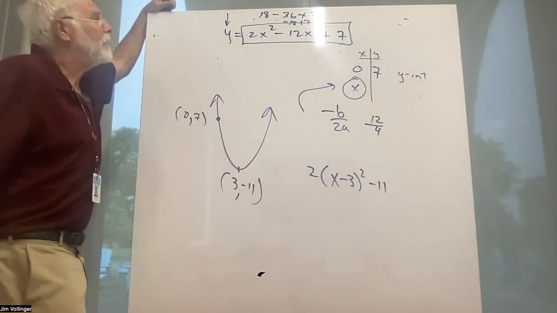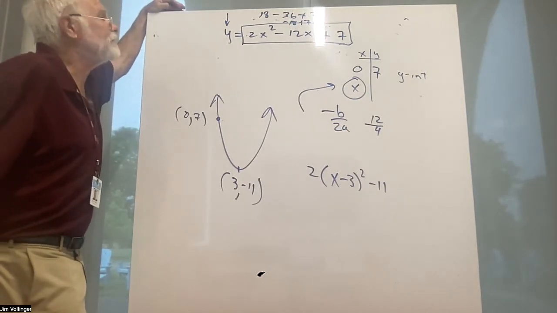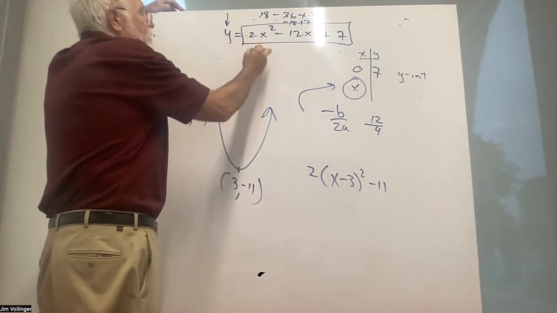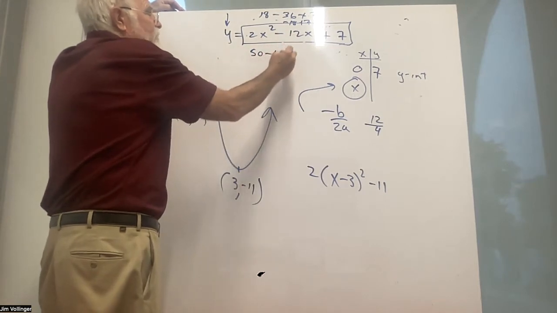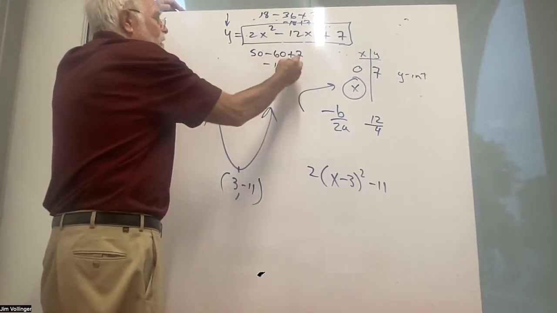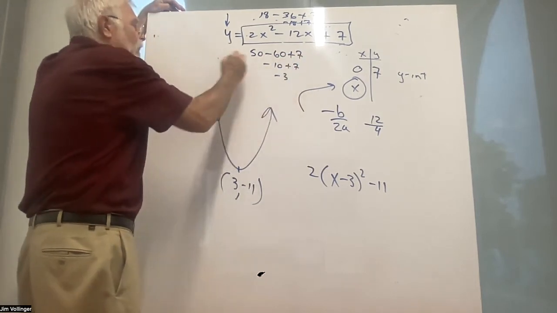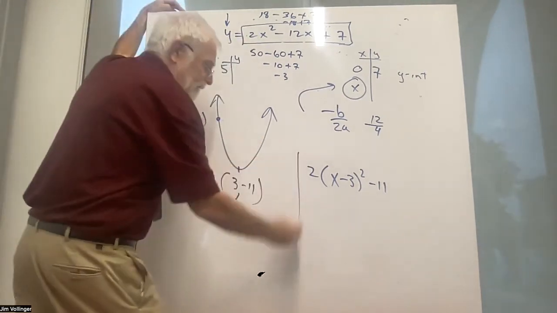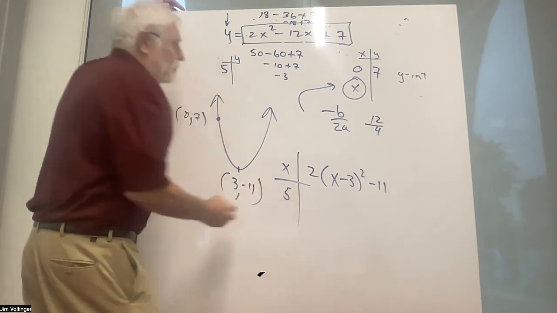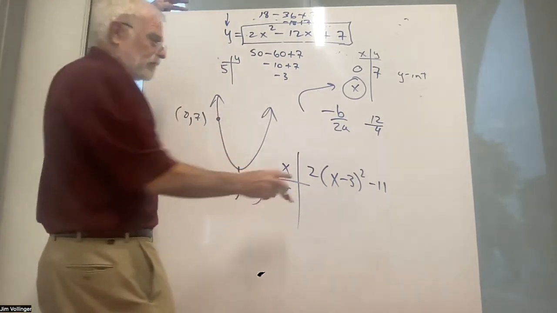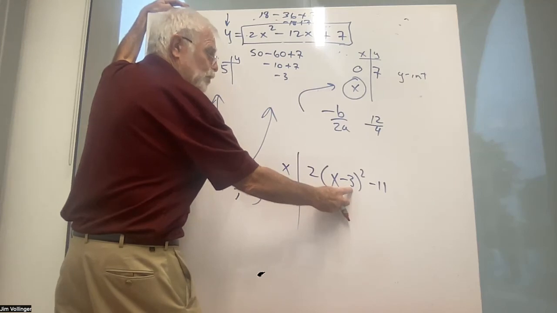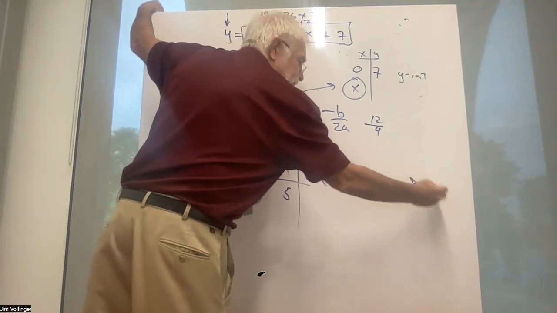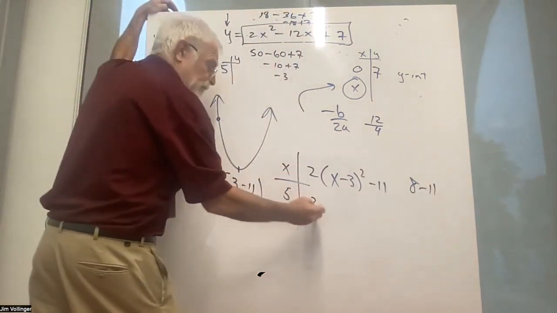Numbers are the same. How about we put in a number like, what's easy, 5. I'll put a 5 in here. 25 times 2, 50. 5 times negative 12, minus 60 plus 7. Minus 10 plus 7 gets me negative 3. When I drop a 5 into this calculation, I better get negative 3 or it's not the same calculation. 5 minus 3, 2. 2 squared, 4. 4 times 2 is 8. What's 8 minus 11? Oh, negative 3.